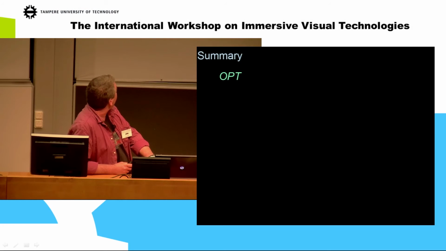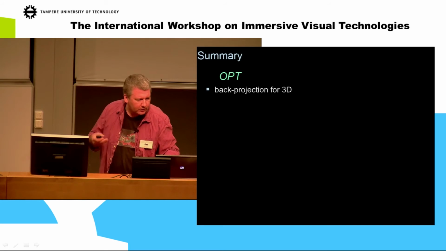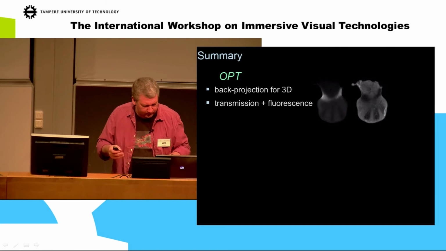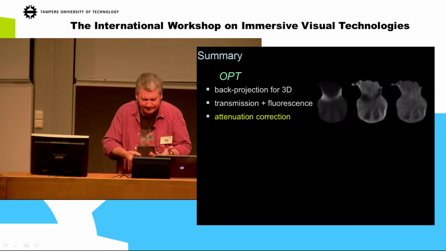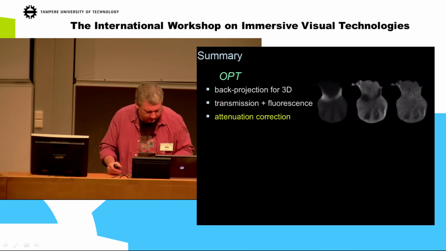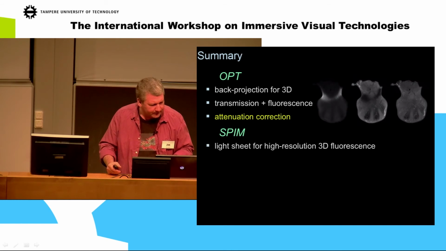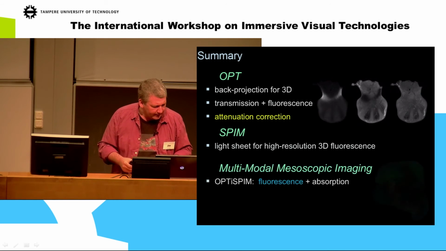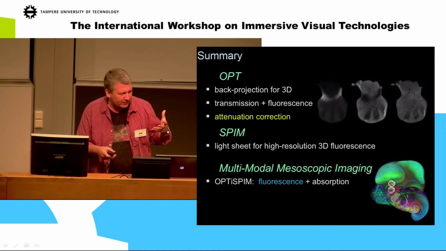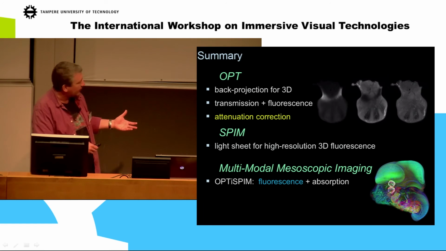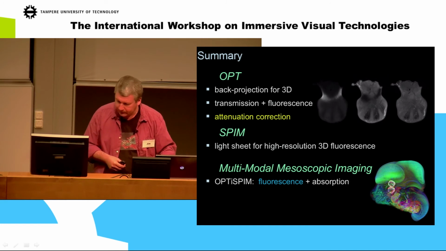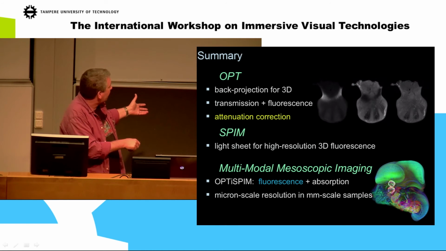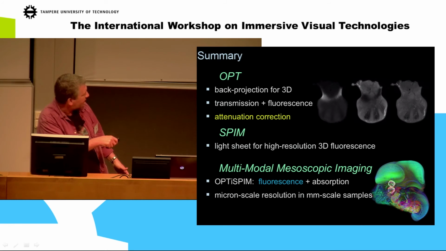So just to summarize, with the OPT, we get our 3D information from the back projection algorithm. It gives us both transmission and fluorescence, and those are useful together, not just 2 separate things. With the SPIM, the light sheet is what gives us our 3D imaging capability, and the combination of the 2 gives us this multimodal imaging that allows us to get the best parts of both of them. And in the end, we can get micron scale resolution and millimeter size samples. That was about 4 or 5 millimeters top to bottom.